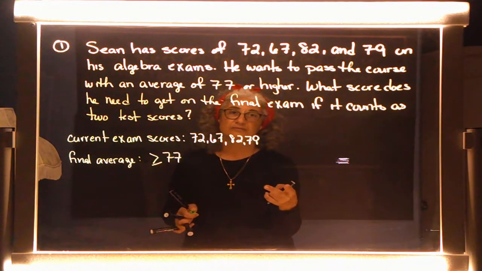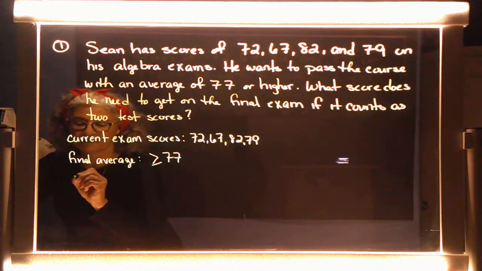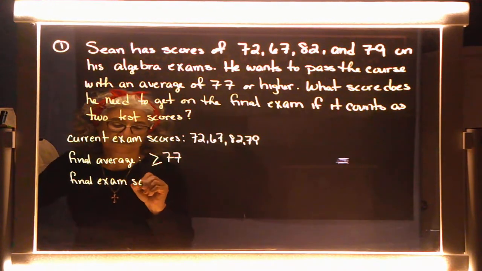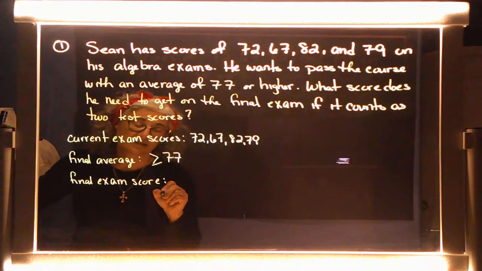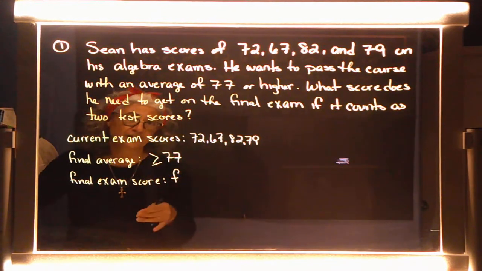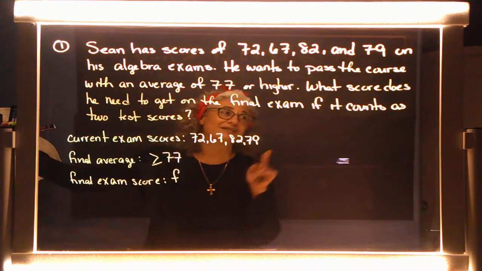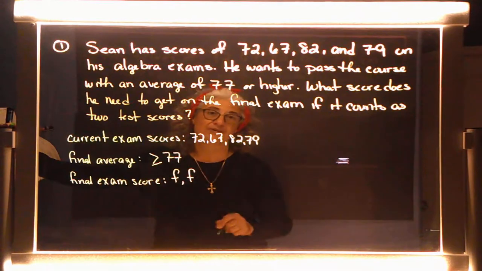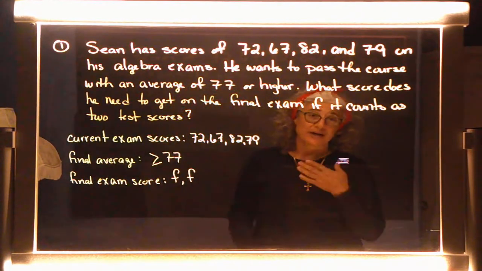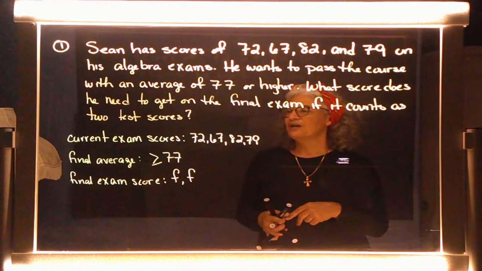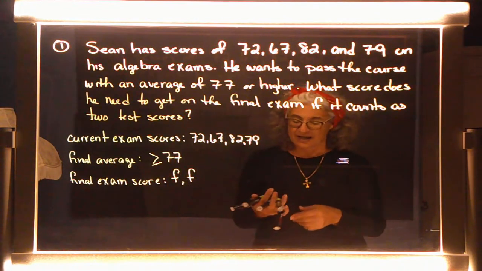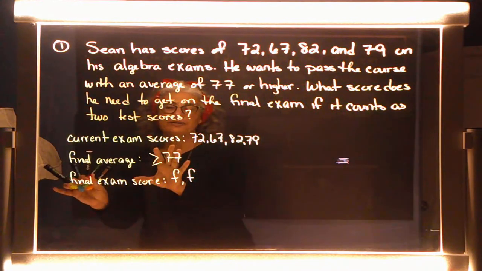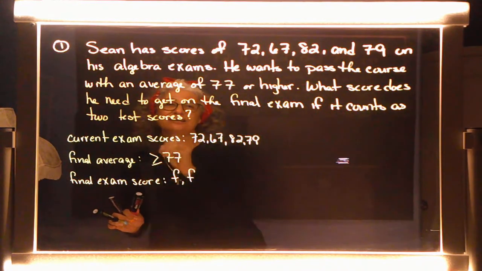So now, what score does he need to get on the final exam if it counts as 2 test scores? So we have the final exam score. Do we know what it is? No. So I'm going to call it F, F for final. But the last line told us that the final exam counts as 2 exam scores. So I'm going to write it twice so I remind myself that it counts twice. Okay, so here's our information. And you're like, okay, well, where do I go from here? In the information we picked out here, there's one key word that tells me exactly what I've got to do.